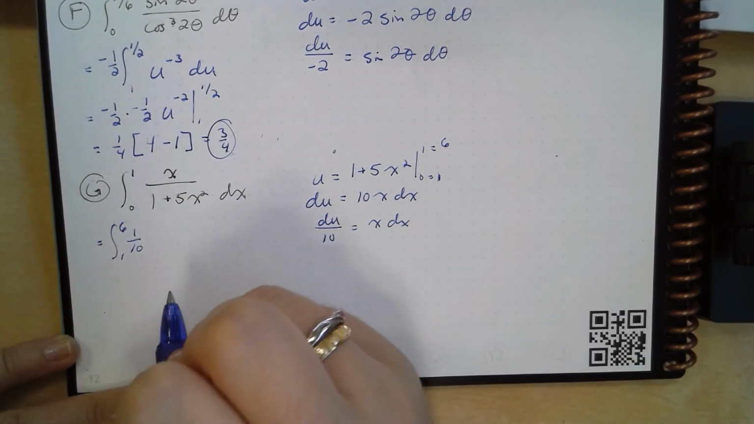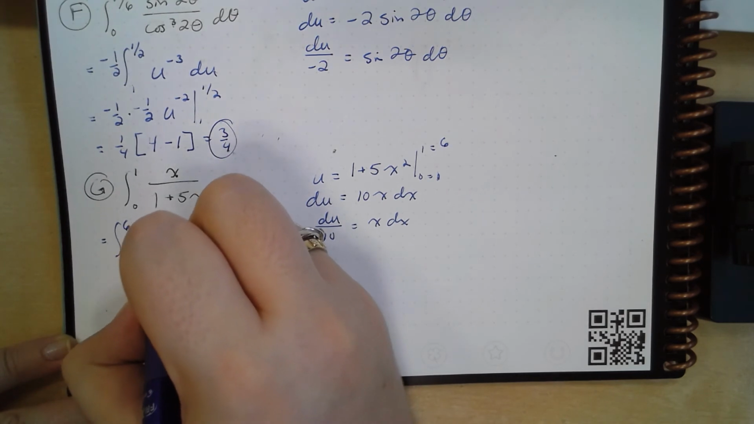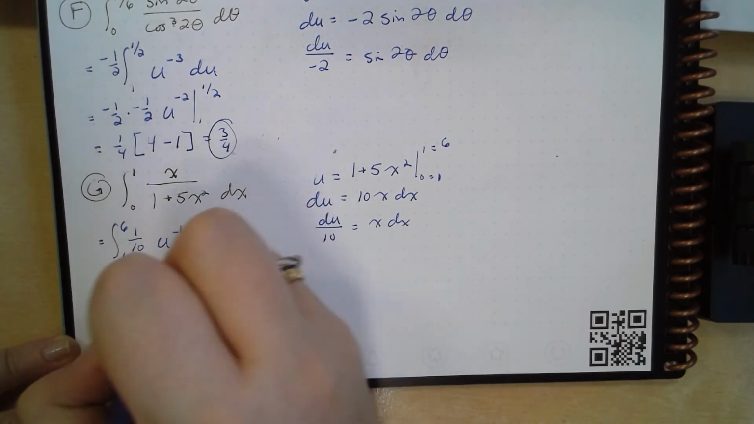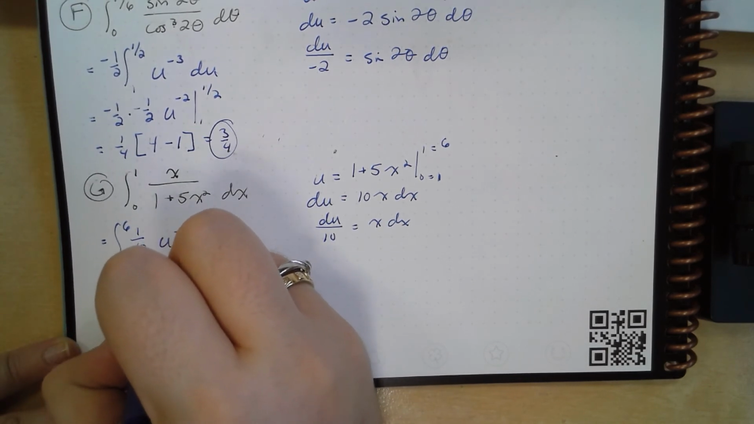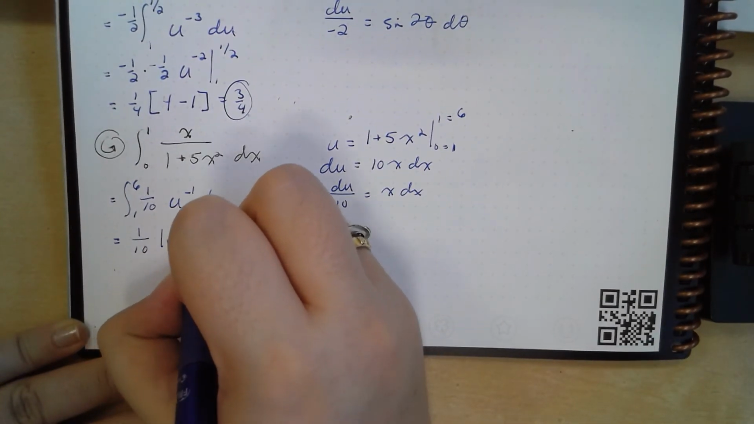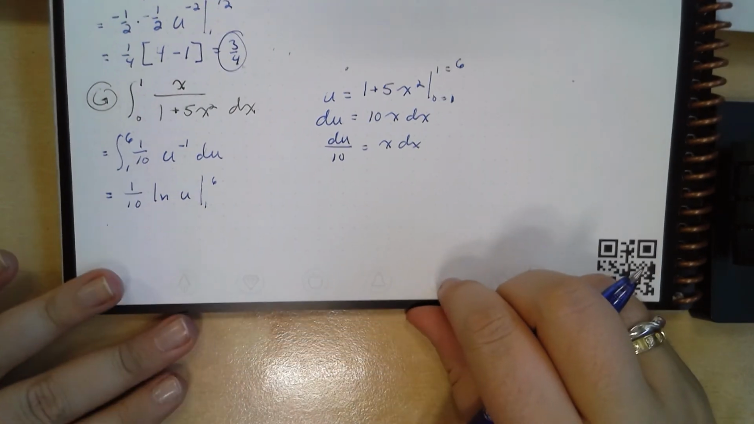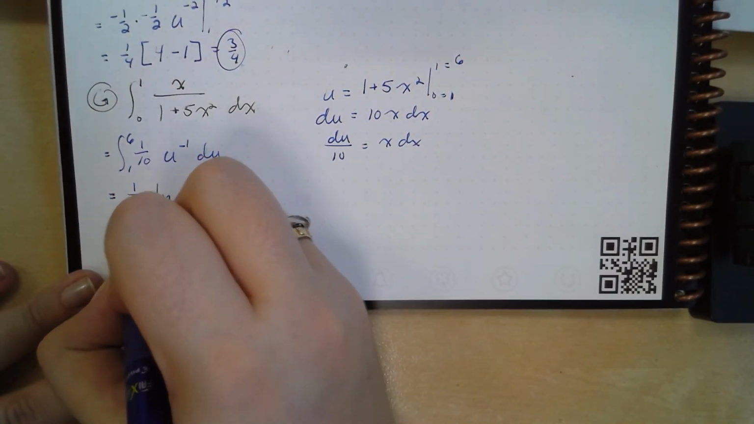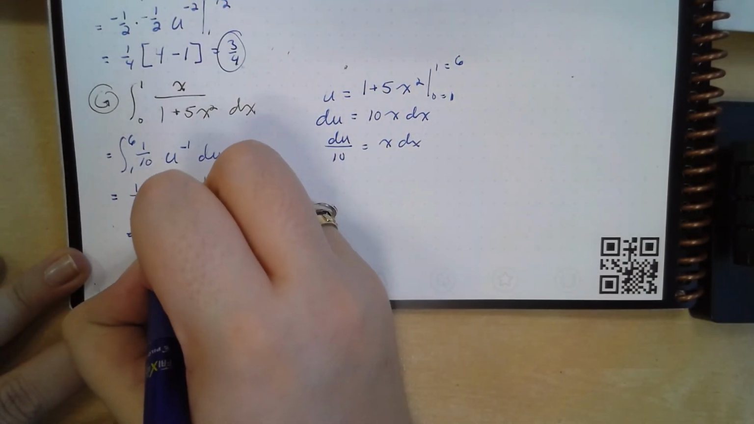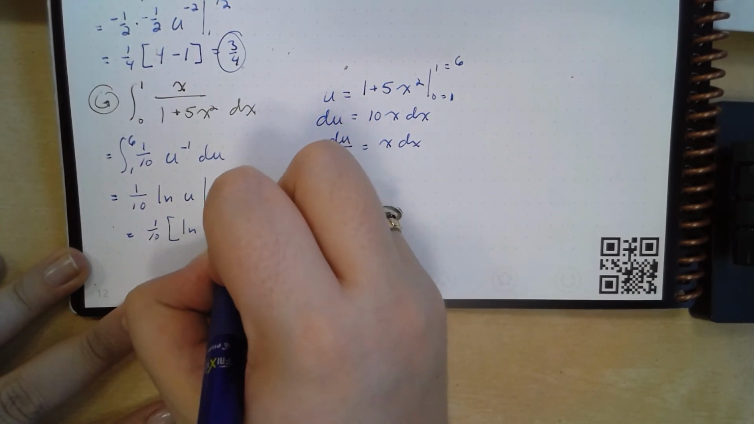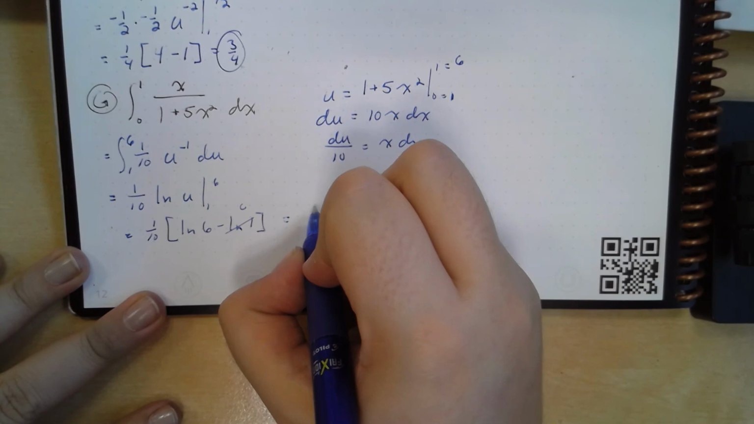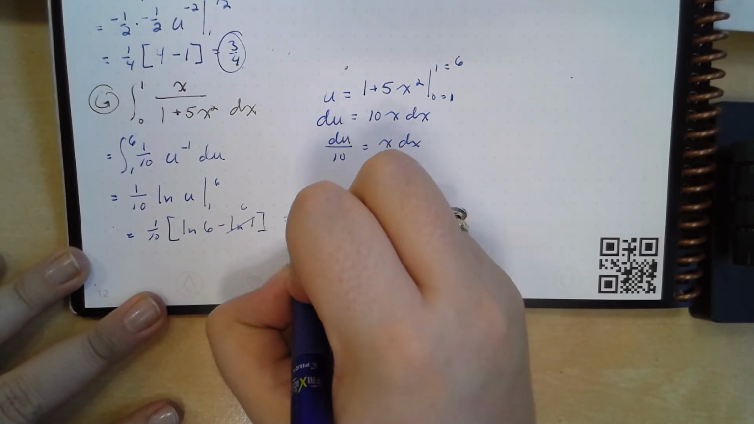1/10 times u to the negative 1 du. So this is equal to 1/10 times the natural log of u evaluated from 1 to 6. So this is equal to 1/10 times the natural log of 6 minus the natural log of 1. Natural log of 1 is 0. So our final answer is the natural log of 6 over 10.